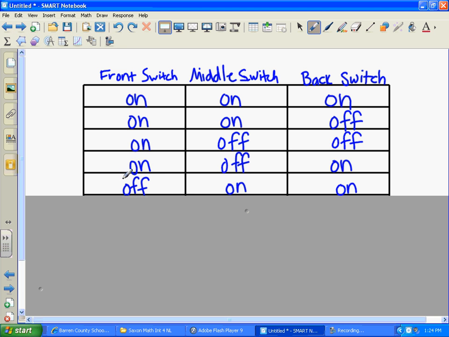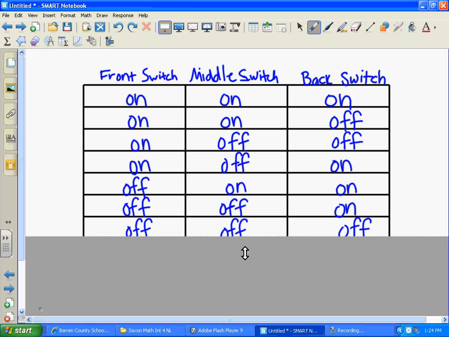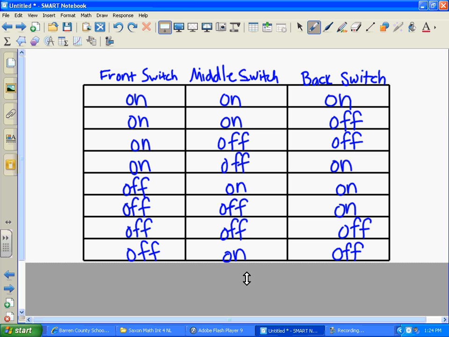We could turn, let's start with the front one. We could turn it off and then leave the other two on. We could go off, off, on. These are all combinations with the front switch off here. Off, off, off. We could have them all off. Or we could jump around now and do off, on, off. And we came up with 1, 2, 3, 4, 5, 6, 7, 8 different ways.